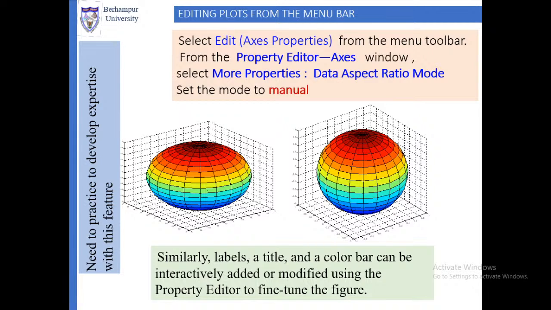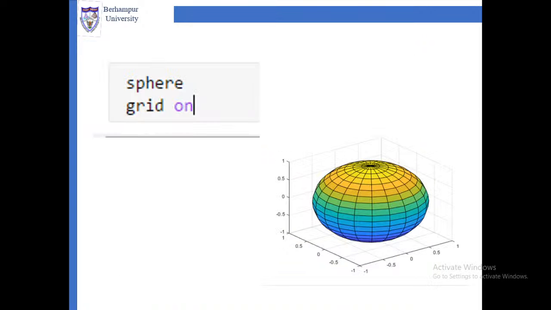If you want axis properties, you can use the property editor of axis. Other properties also are there. Data aspect ratio mode: set this to manual and see the manual or help on editing this. Everything you can do using the editing here. Let me show you one example of a 3D sphere. If you write sphere, grid on, you will get this. Then grids you can edit. Everything you can edit. Just go there, right click on it, and you can keep on editing this.